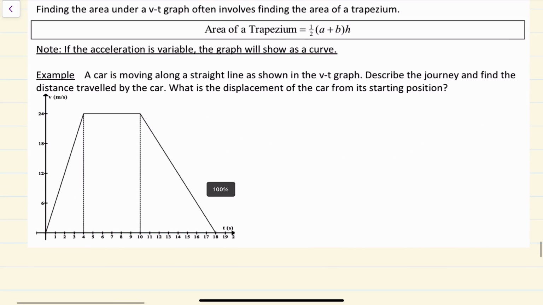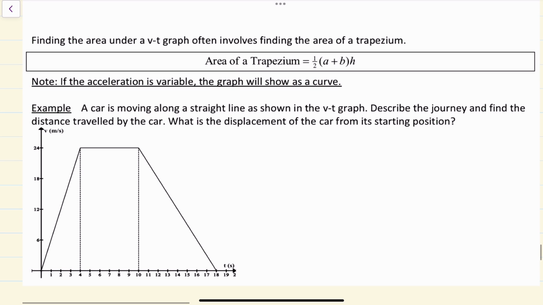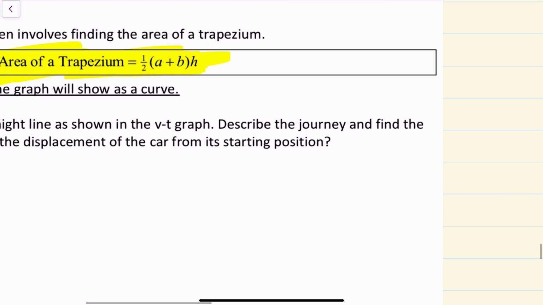Okay, right. This example says, finding the area under a VT graph often involves finding the area of a trapezium. Learn this formula. This is the worst learned formula out. People do not like to learn the formula for a trapezium. So let me just look at this formula here very quickly.